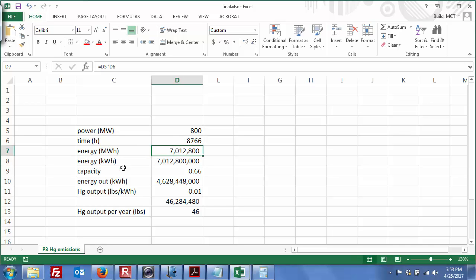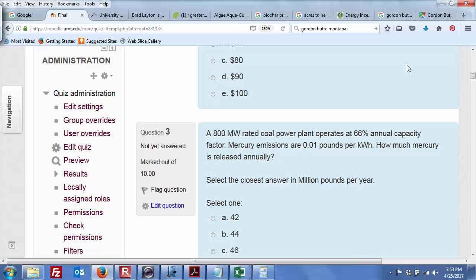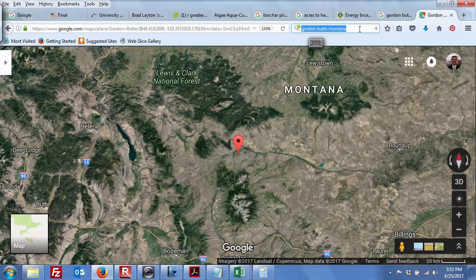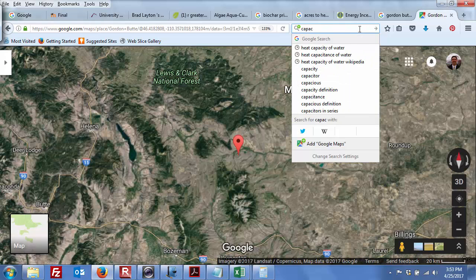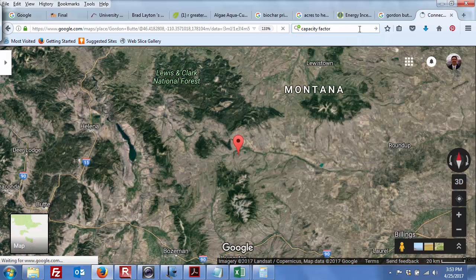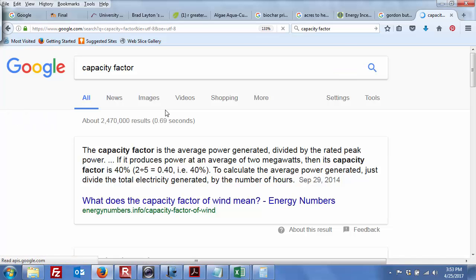Can we look at capacity factor quick on the worldwide internet? Okay, let's do it. It's the total divided by the... got it?